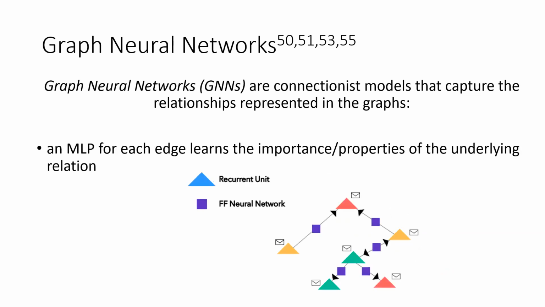Now, except of the embeddings that you have for every node, which is this unit, we also have for every edge an MLP that tries to learn the importance of the properties of this underlying relationship, of the relationship that describes these sets. Now, it doesn't need to be an MLP. That's where the variation starts. It can be an attention mechanism. It can be a simple aggregation.